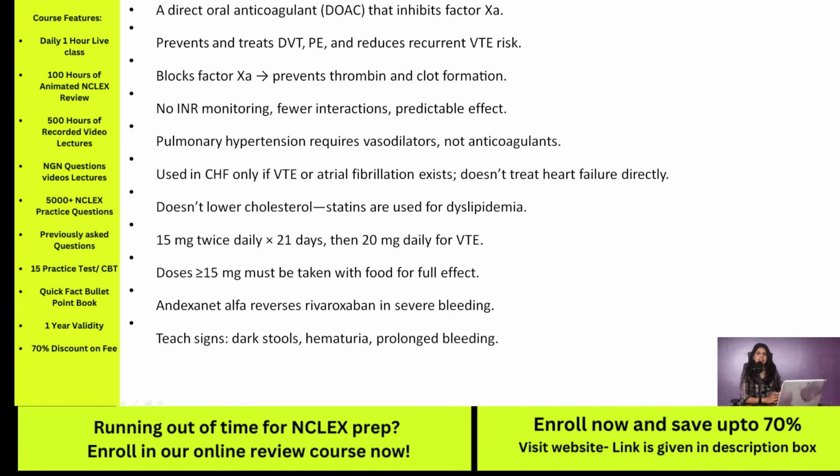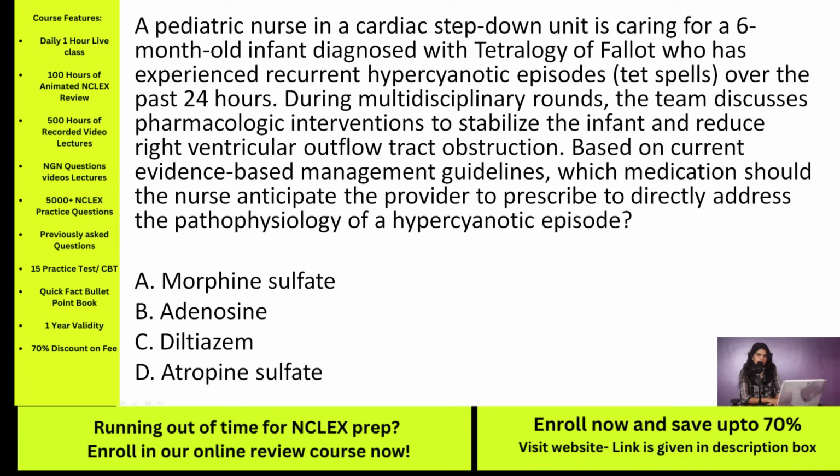Don't go anywhere. Question 10 is coming up next with another essential pharmacology insight you'll want to remember. A pediatric nurse in a cardiac step-down unit is caring for a 6-month-old infant diagnosed with tetralogy of Fallot, who has experienced recurrent hypercyanotic episodes, also known as TET spells, over the past 24 hours. During multidisciplinary rounds, the team discusses pharmacologic interventions to stabilize the infant and reduce right ventricular outflow tract obstruction. Based on current evidence-based management guidelines, which medication should the nurse anticipate the provider to prescribe to directly address the pathophysiology of a hypercyanotic episode?